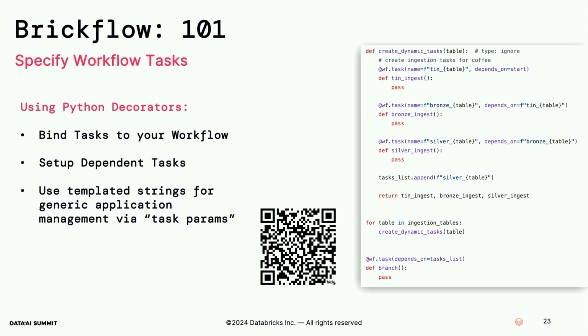If you see the last function where there is a branch, you can have depends on, and you can put the dependencies there. So it uses the decorator pattern at the end. And you can create generic applications using task parameters.